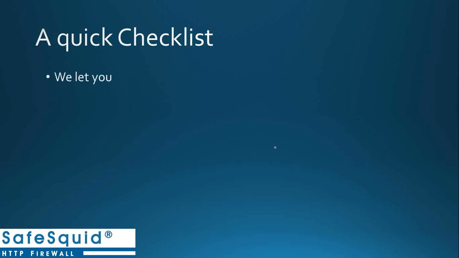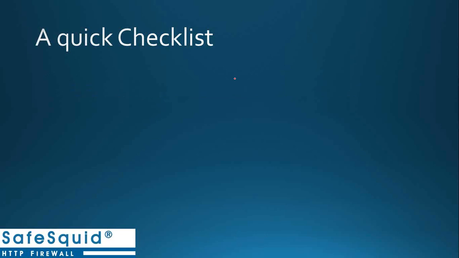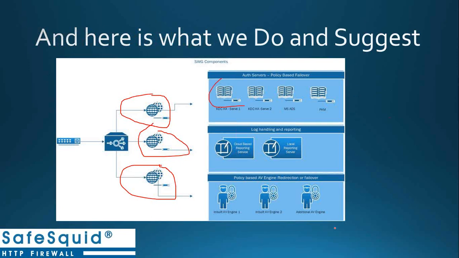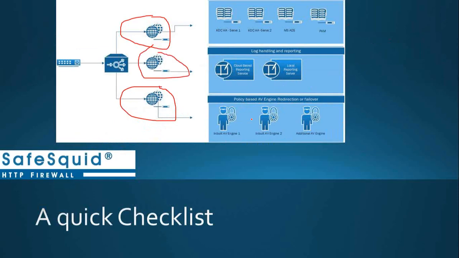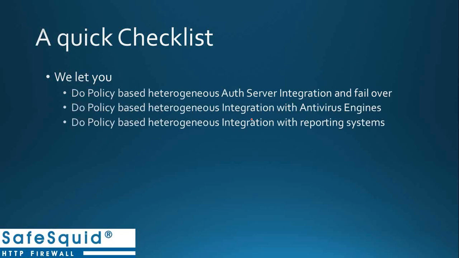So we let you do policy-based heterogeneous authentication server integration and failover, as we talked about in our last slide. This we already talked about. The second component is policy-based heterogeneous integration with antivirus engines, third-party and inbuilt, just to add upon. Then policy-based heterogeneous integration with reporting systems, and of course we let you scale the core proxy server as well.